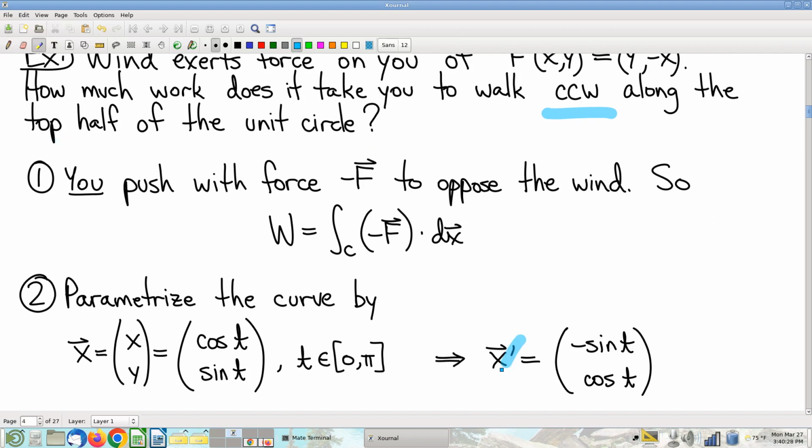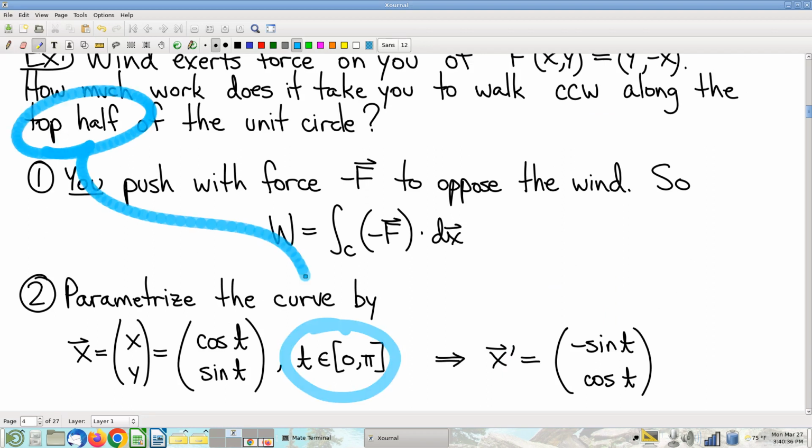Easy derivative to take. Oh, real quick. Why is t only from 0 to pi? Well, specifically, we are moving only along the top half of the unit circle. And if you think about the values of t that take you along that top half of that unit circle, t goes from 0 to pi. Okay.